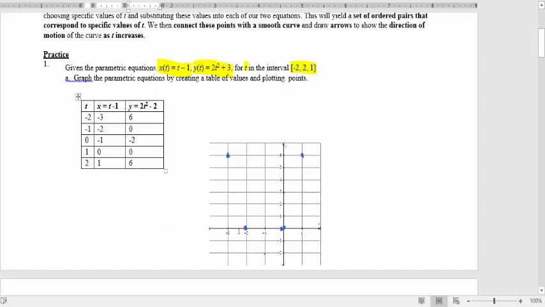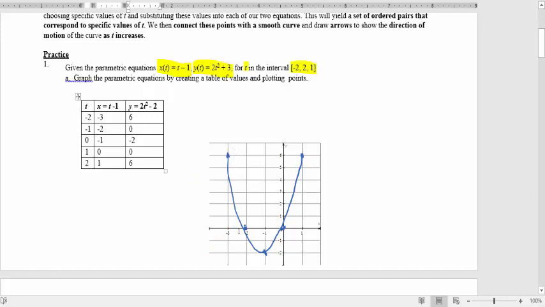Now what you would do is connect them with as smooth a curve as possible. This is not going to be super smooth because I'm doing it on a tablet here. So it looks like we have a parabola here.